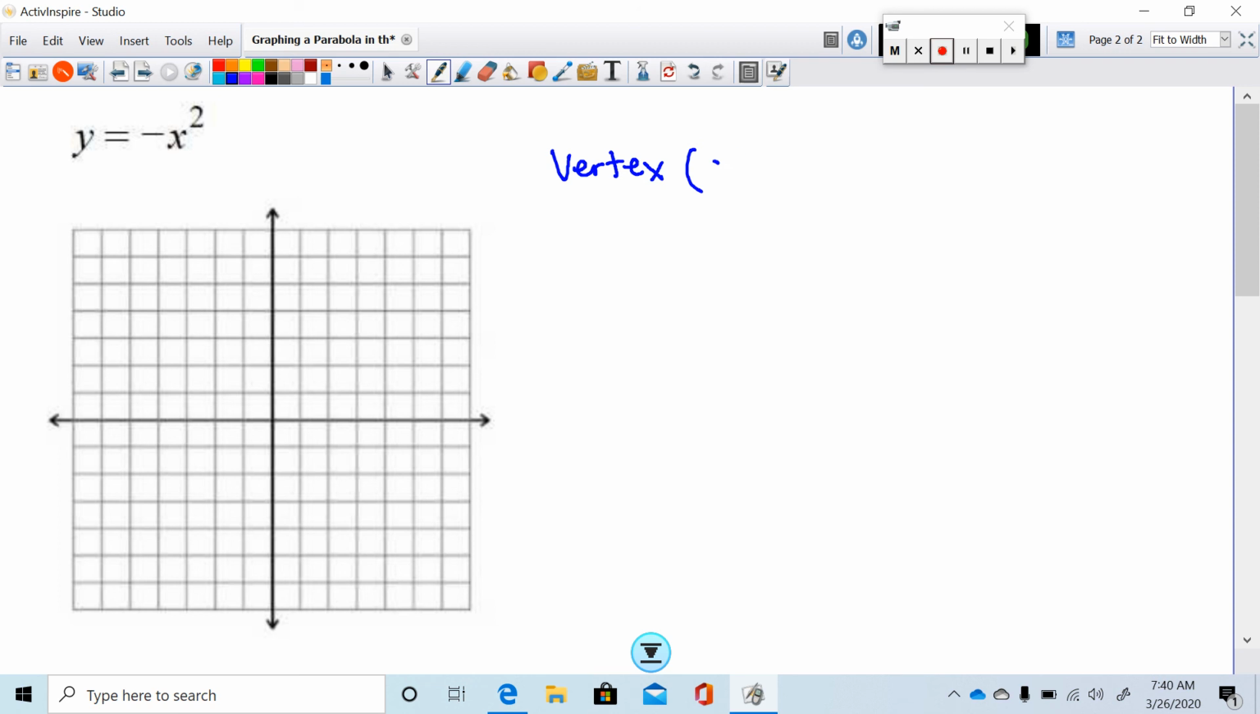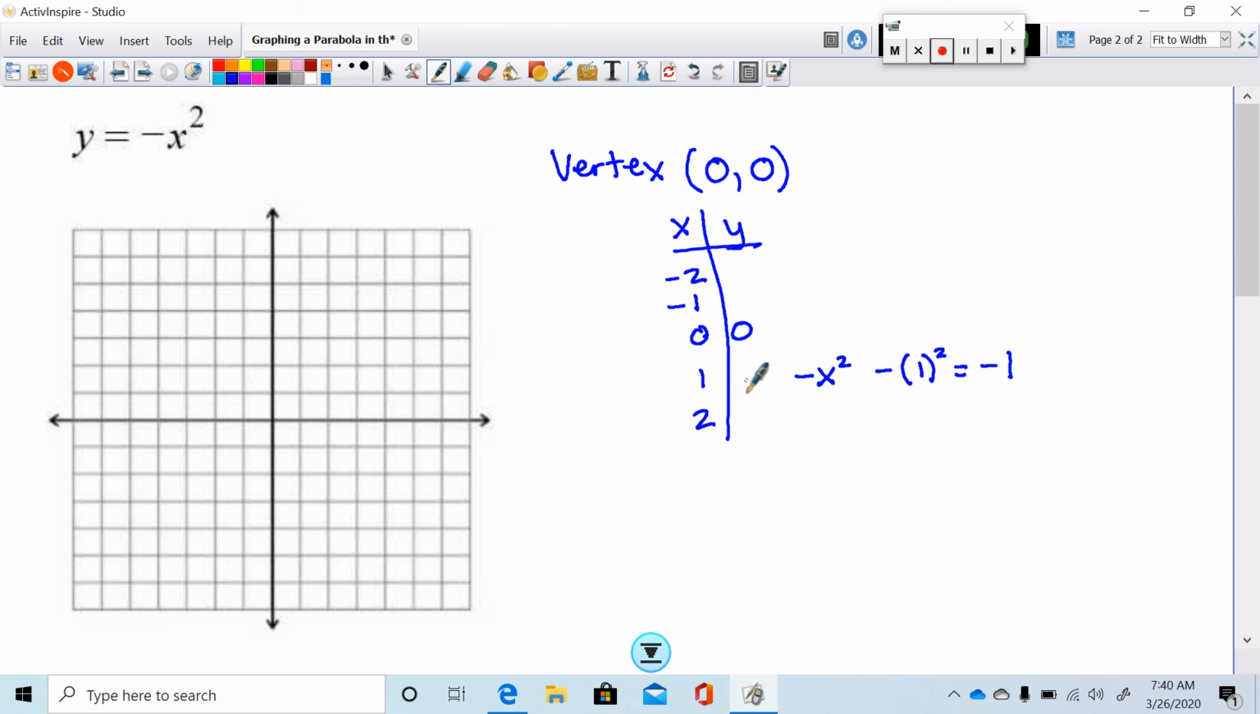again, because there are no parentheses, the x value is 0, and because there's no constant, the y value is 0. So when I make my table, I'm going to put 0, 0 in the middle. That's my vertex. I'm going to do 2 numbers higher and 2 numbers lower. So I'm going to start with the positive values. So negative x squared, that's the same as negative 1 squared. Notice the negative is not being squared, it's just the 1 that's being squared. So that's going to equal 1 times 1 is 1. So that's going to be a negative 1, and because of symmetry, this one is also negative 1.